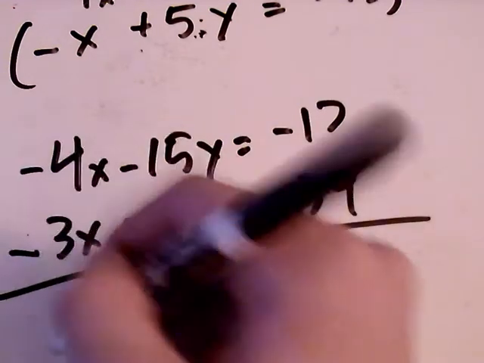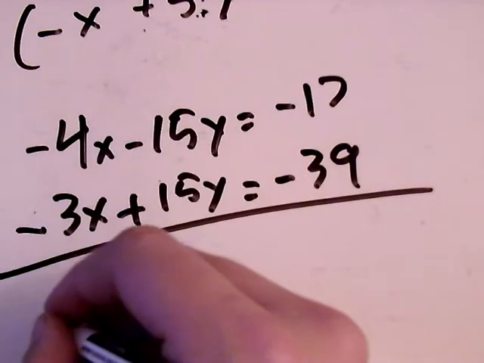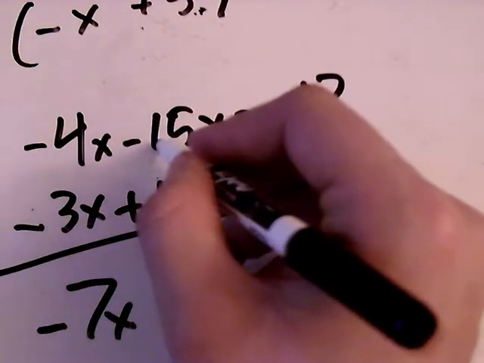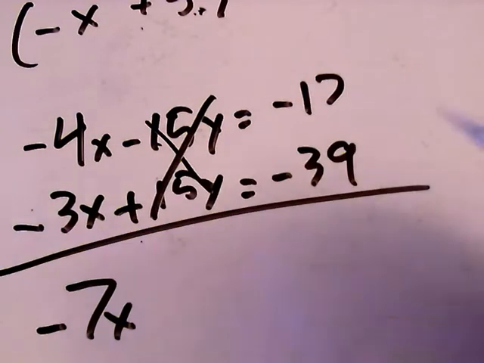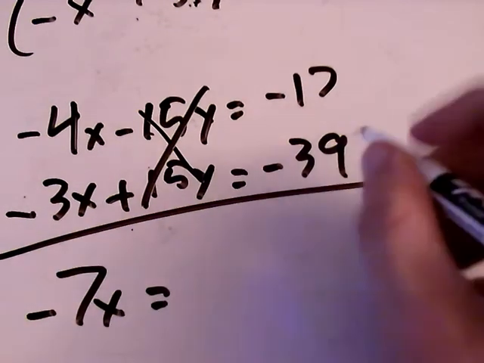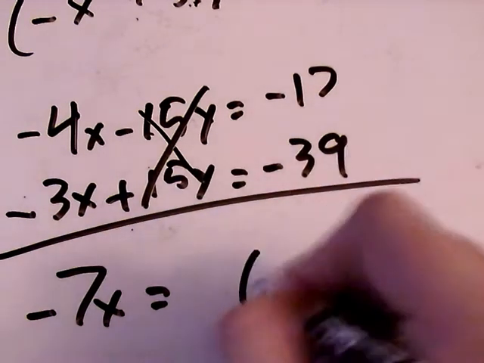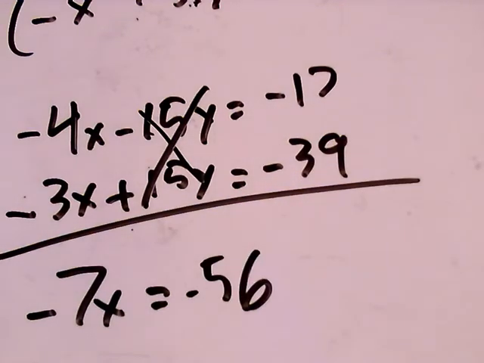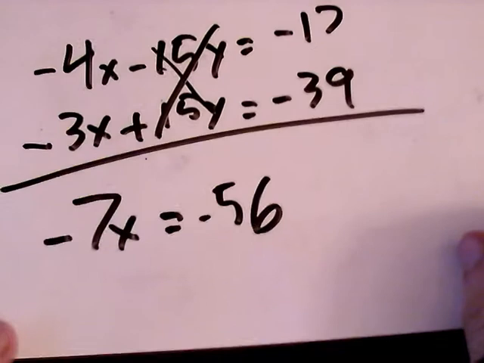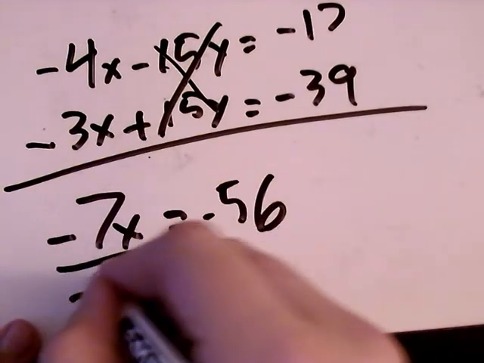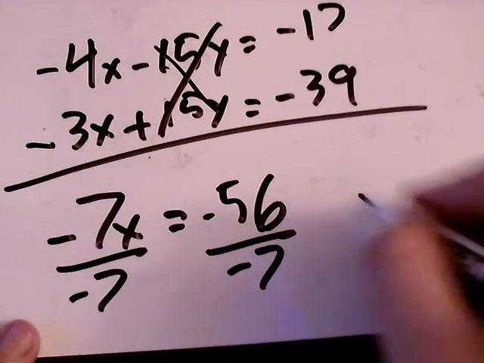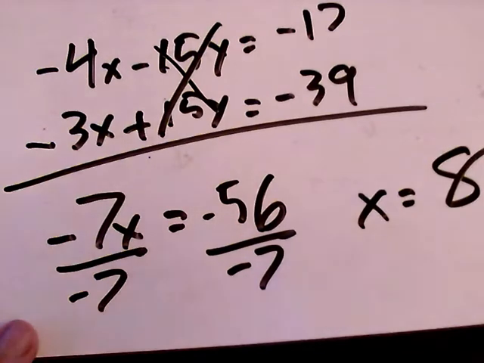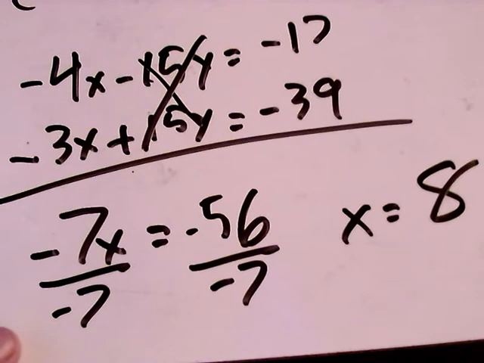Now I'm going to add it. Go straight down. Negative 4x minus 3x will be negative 7x. Okay. Negative 15y plus 15y, well, that would cancel out because that equals 0. So if I took negative 17 minus 39, it gives me negative 56. So now we're down to one variable again. Divide both sides by negative 7, you get x equals 8.